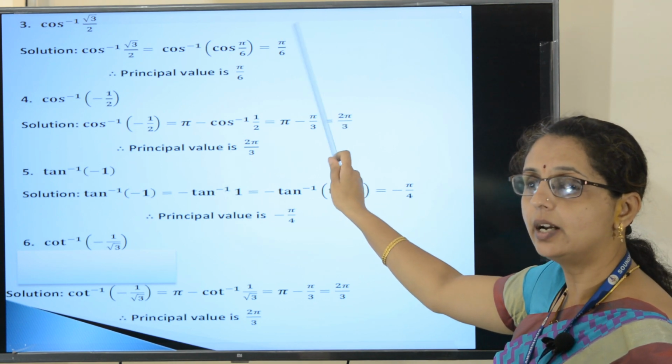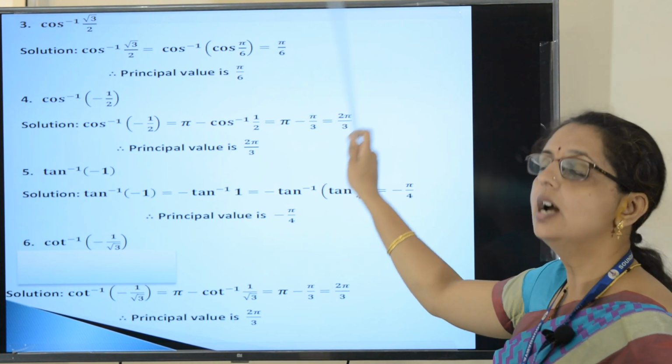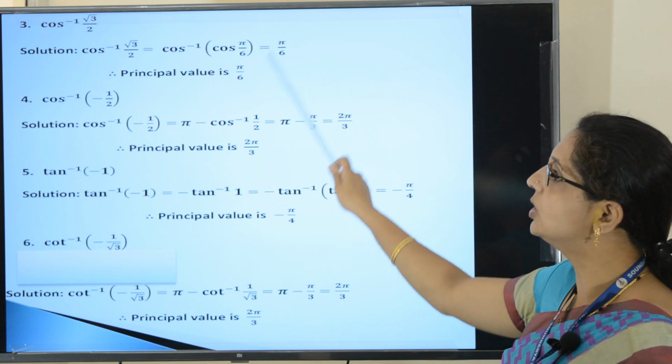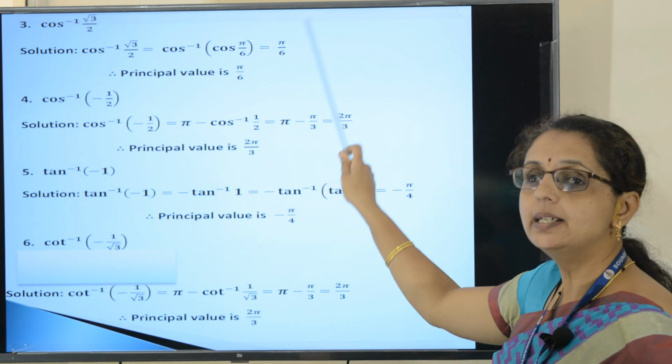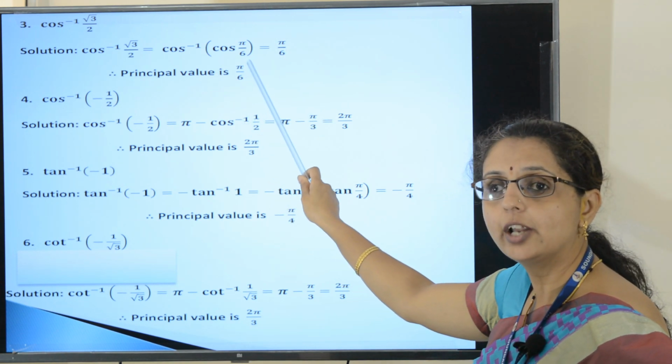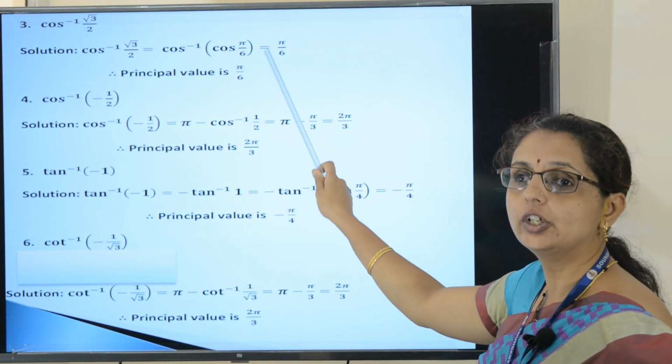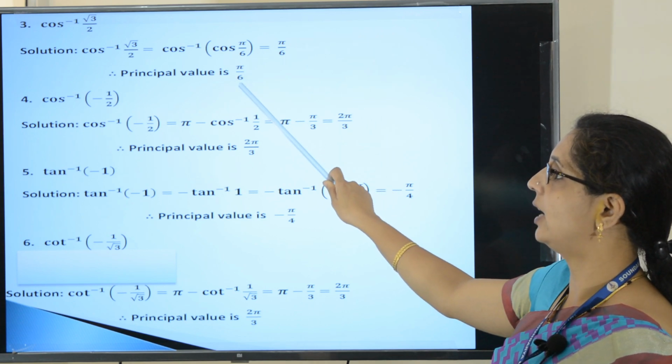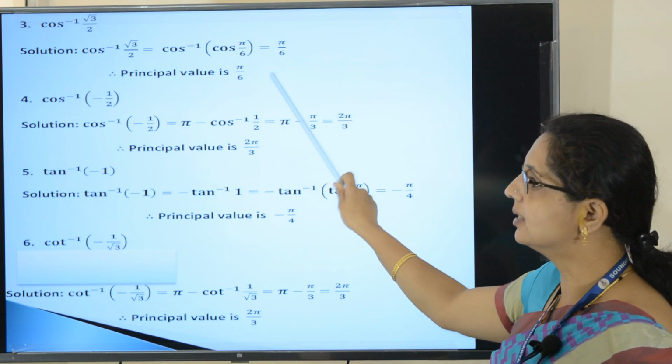Why it can be eliminated? Once again I am stressing on this point. It is eliminated only because pi by 6 lies in the principal value branch of cos inverse. What is the principal value branch of our cos inverse? Closed interval 0 to pi. So the final answer is pi by 6.